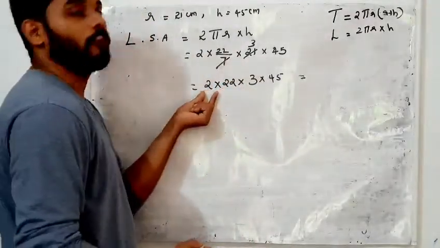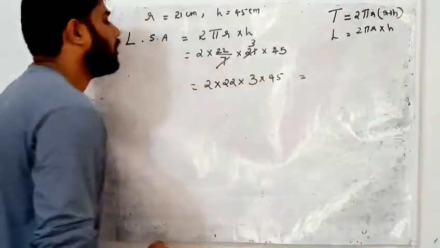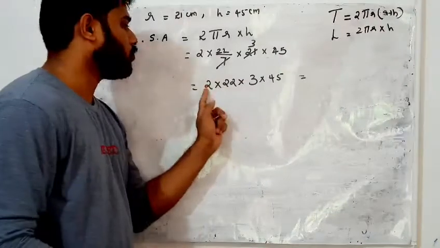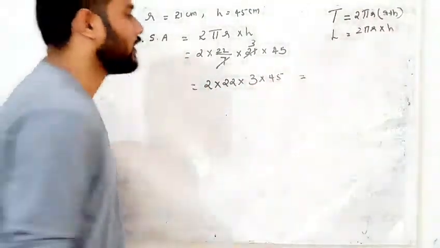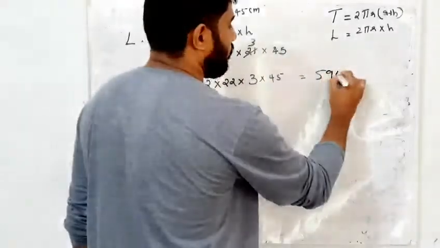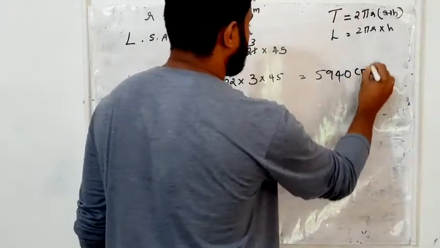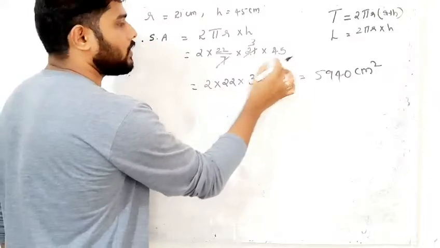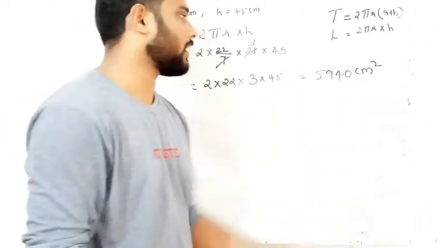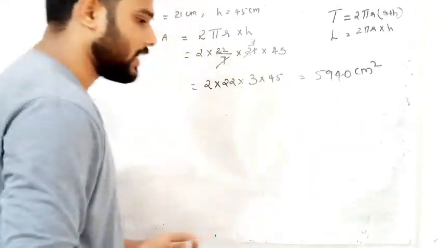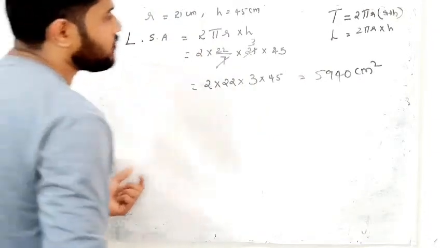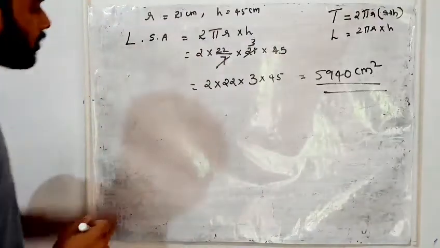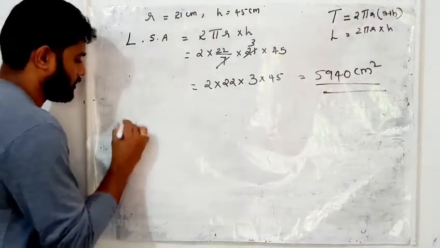2 into 22, that means 44. 44 into 3 into 45. This 2 into 22 into 3 into 45, you will get 5940 centimeter square. Here 3 centimeters into 45 centimeters, so centimeter into centimeter is centimeter square. Clear? So the lateral surface area is 5940 centimeter square.